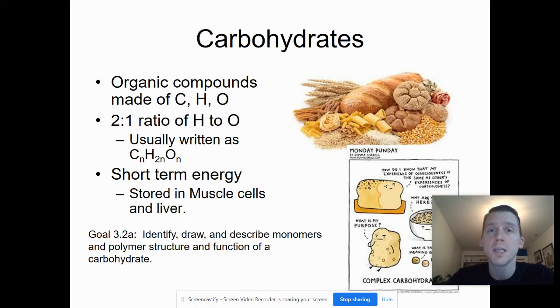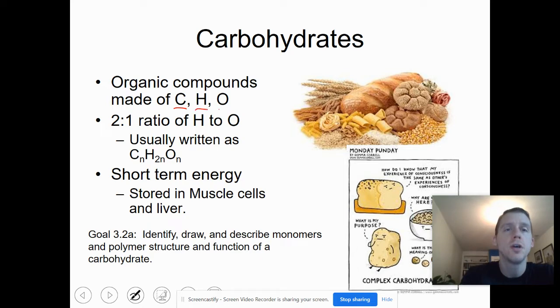Now, remember, there were four types of organic molecules: carbs, lipids, proteins, and nucleic acids. And today we are going to learn about the first group, which is carbohydrates. So carbohydrates are hydrocarbons. That should make sense because they have C and H, and they also have O. Those are the three elements that you will find in a carbohydrate.